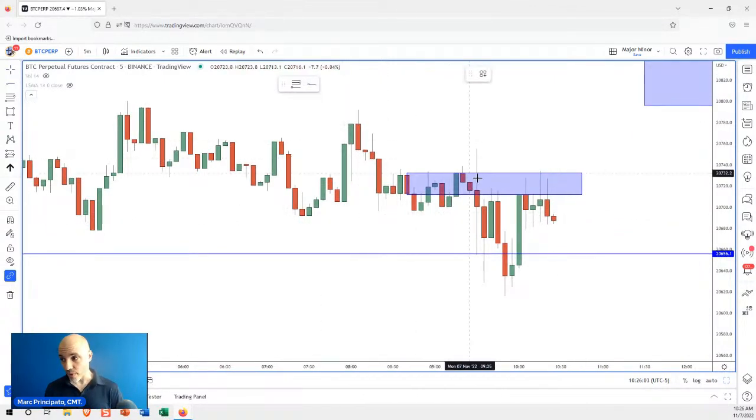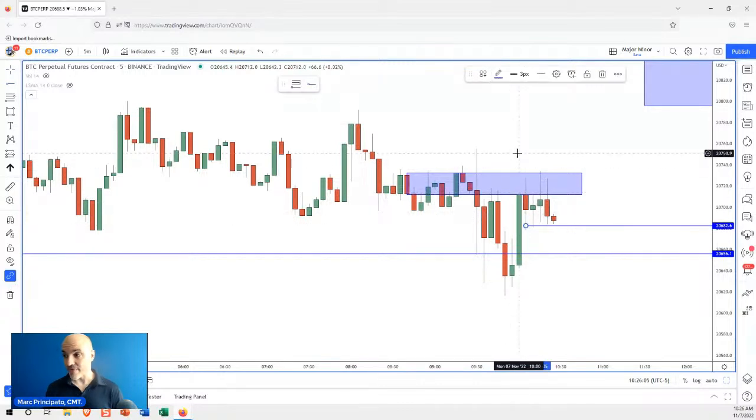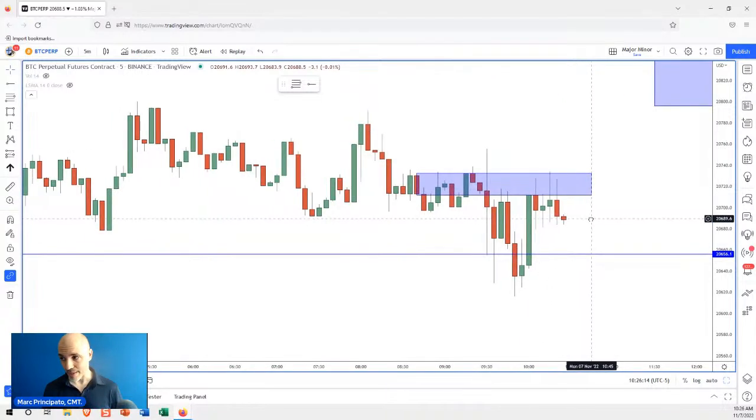Now, that doesn't mean you reverse and go short. A short may develop off of here, but it may not. We may get another buy signal. That's why you don't just reverse and go short, because then you're just churning yourself. Okay, does that make sense?